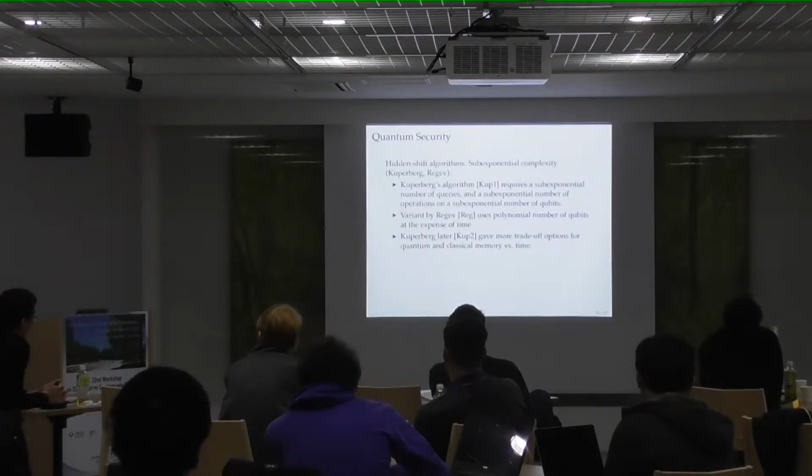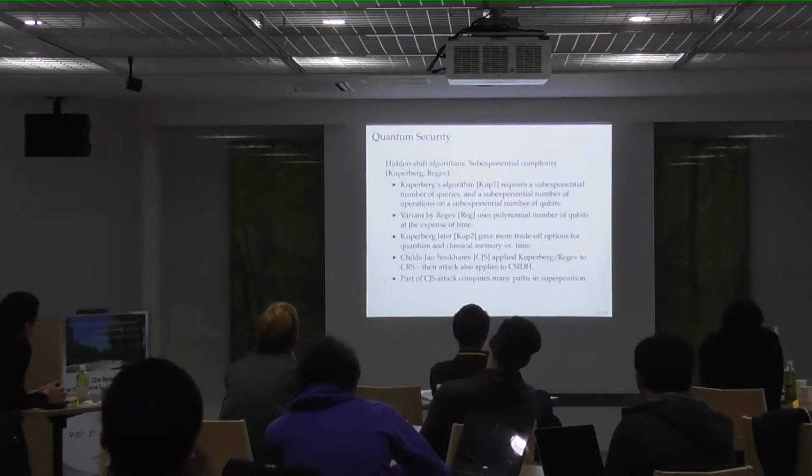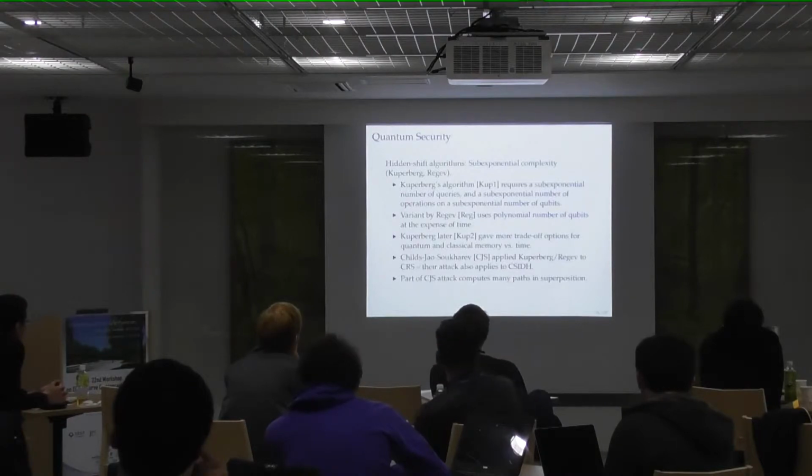He gave some more trade-offs. And Childs, Jao, and Soukharev applied this attack to CRS, which also applies to CSIDH because it's the same construction. What you need to know for the next slide is that part of this attack basically computes lots of paths in the isogeny graph in superposition. It's way more complicated than that, but the fact that you have to compute paths in superposition means that you need to compute isogenies on a quantum computer, and that's hard.